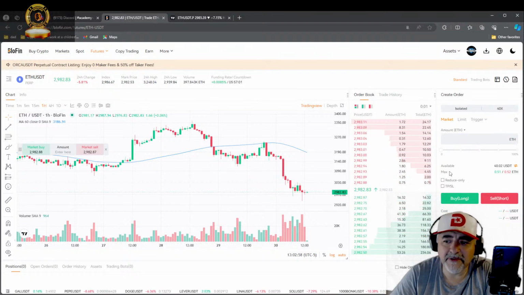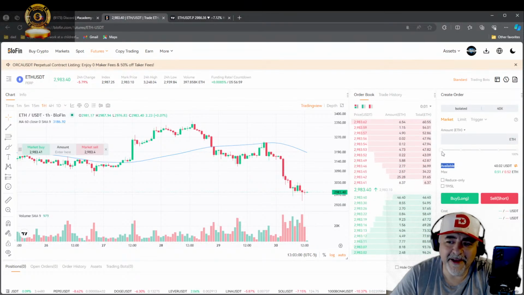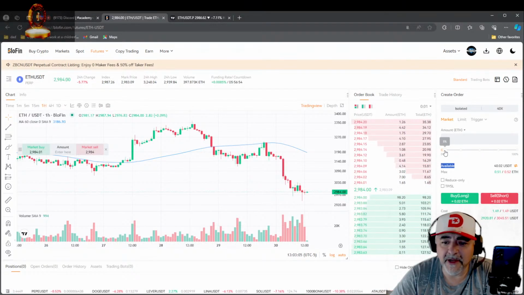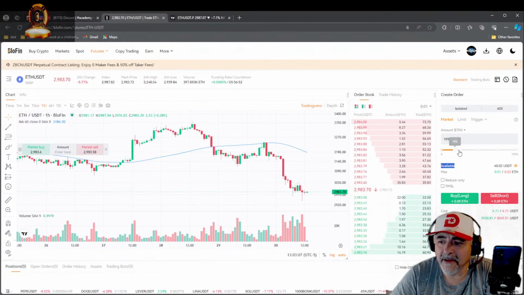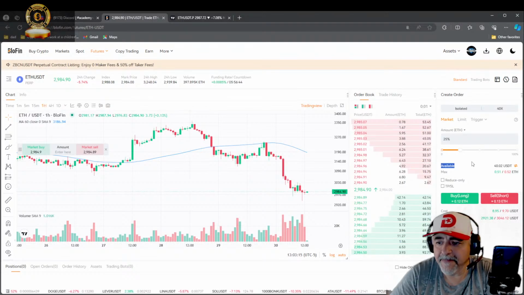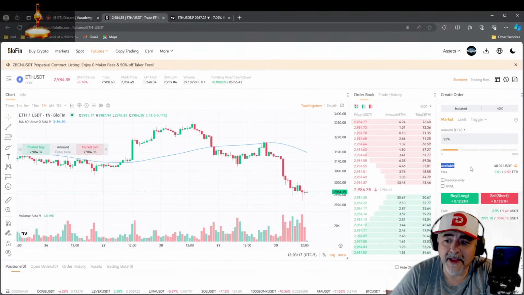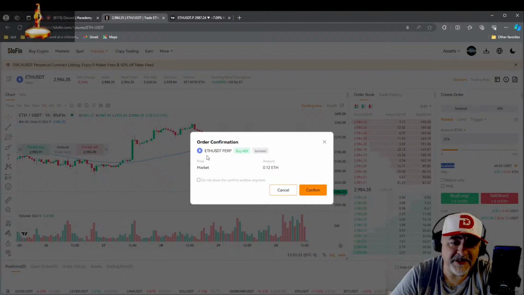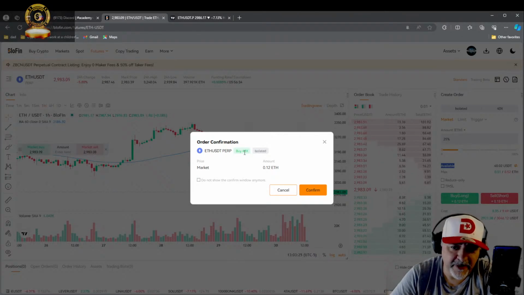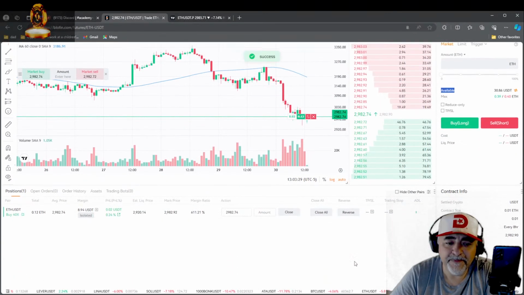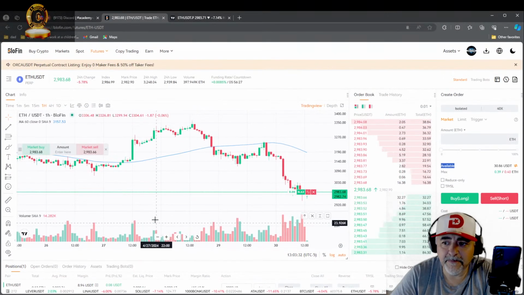Now, the amount that you have available in your wallet, that slider is going to be used for how much of that you want to use. Since we're doing $10 trades, for me it would be 25% of the $40 bag in there. And then all that happens is you hit the button that says buy long. The order confirmation says Ethereum buying at 40x isolated. That's correct. You hit confirm, and that should place an order for you.